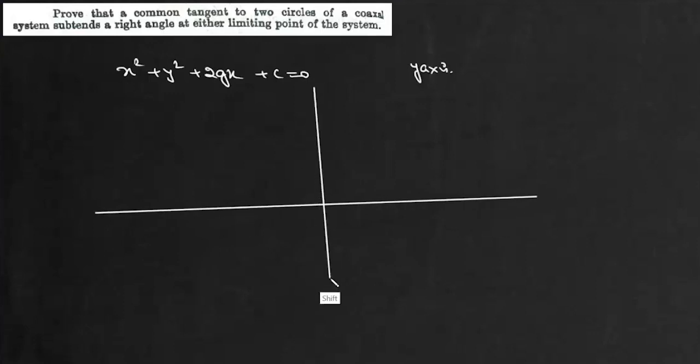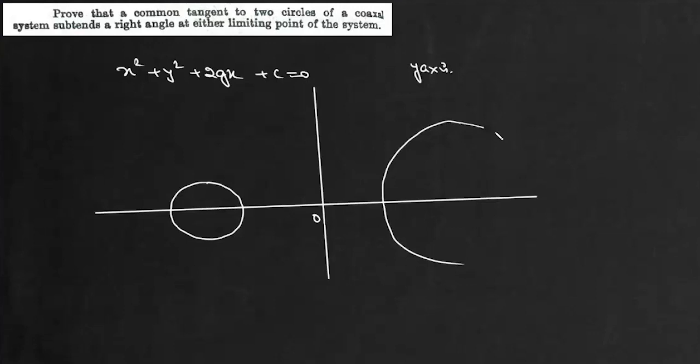Now here the question is, prove that a common tangent to two circles of a coaxial system subtends a right angle at either limiting point of the system. Now suppose the system of coaxial circles is given by x square plus y square plus 2gx plus c equals 0, and it represents the system of all coaxial circles for which the radical axis is the y-axis. Now suppose we have two circles in this system. And we have their common tangent.